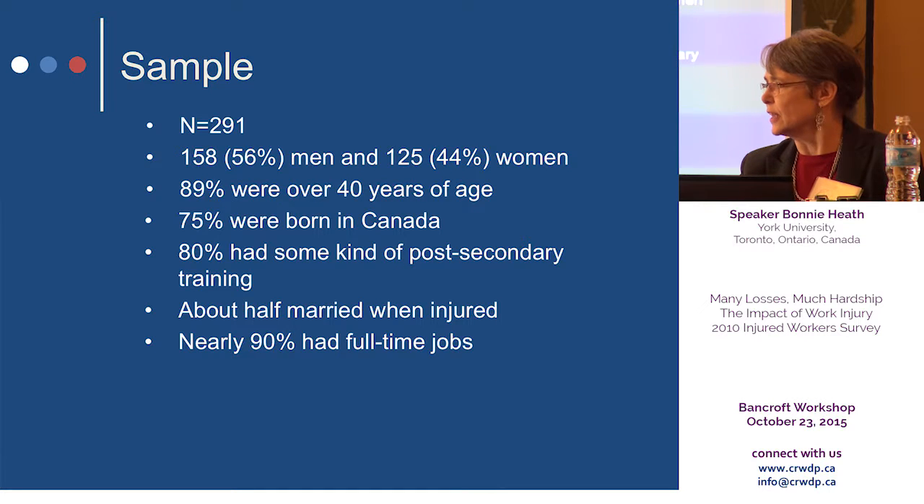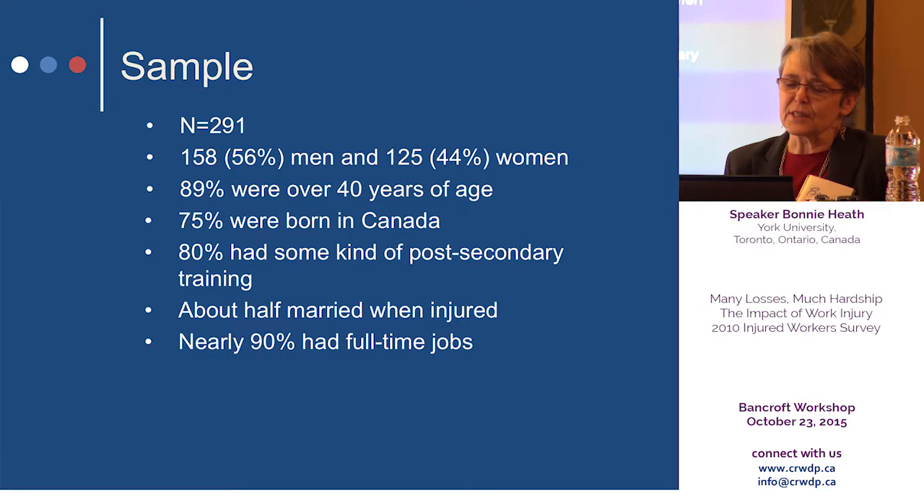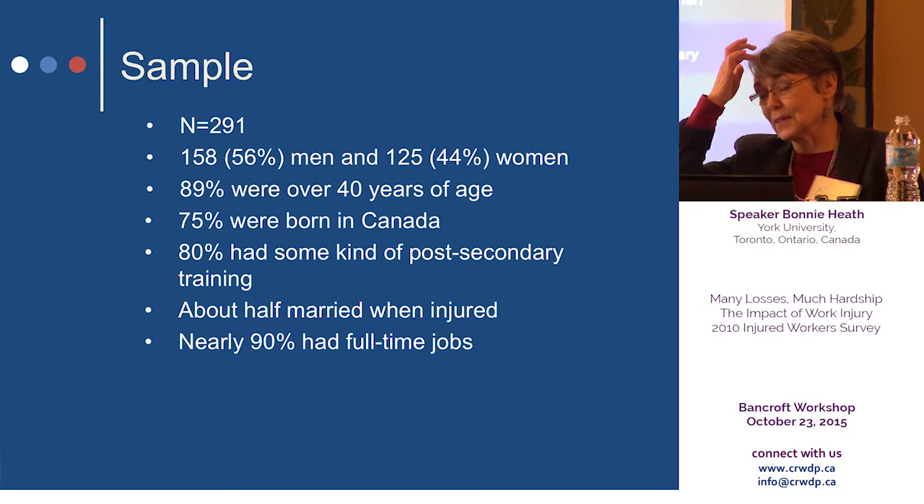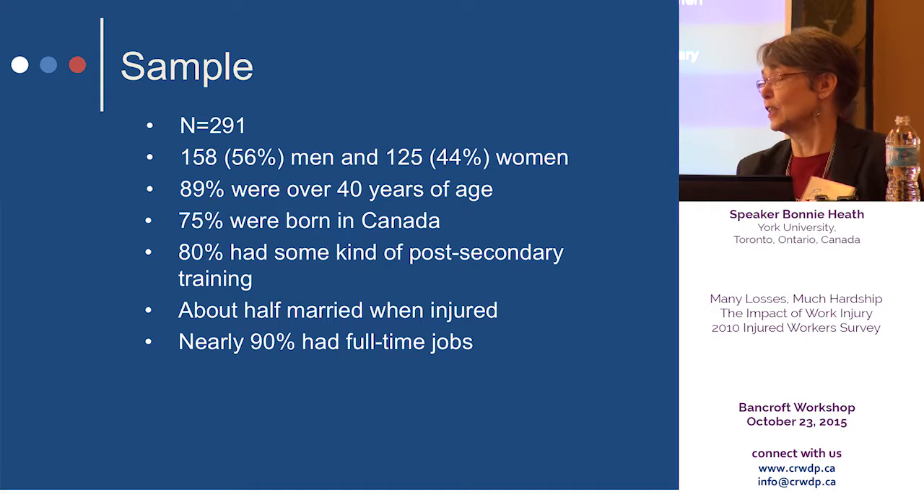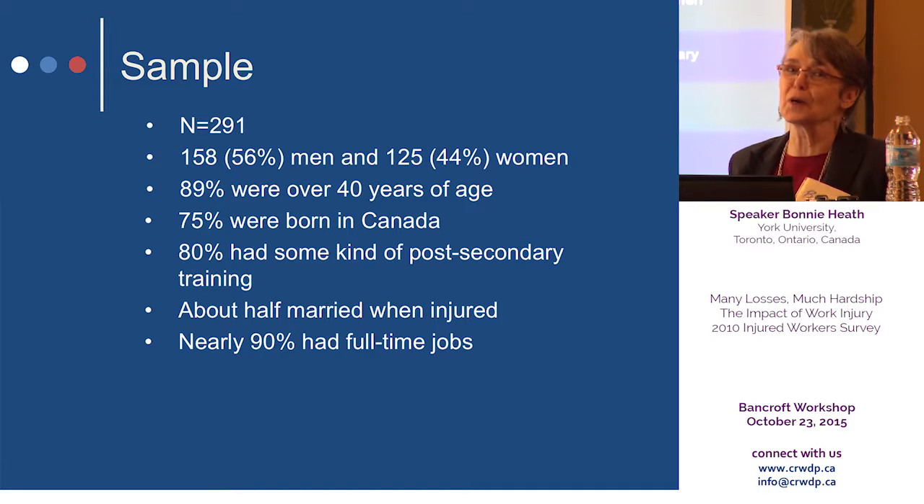Most people did it online, but a lot, I forget the numbers now, but there was a substantial number who sat down with one of their reps and filled it all out. Another really interesting finding was that 80% of the people in the sample had some kind of post-secondary training, college, some university, some kind of trade or skill. About half were married when they were injured, and of course, because they're injured workers, they were all working, but nearly 90% of them had full-time jobs.